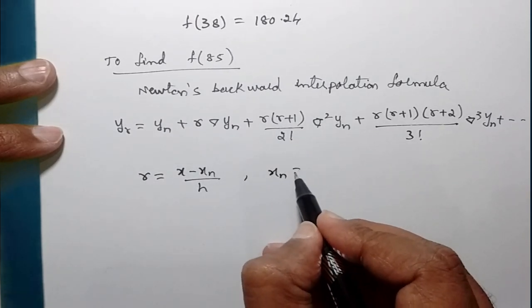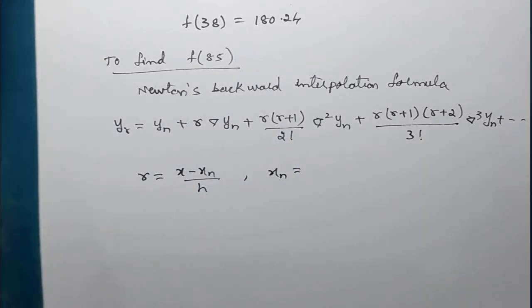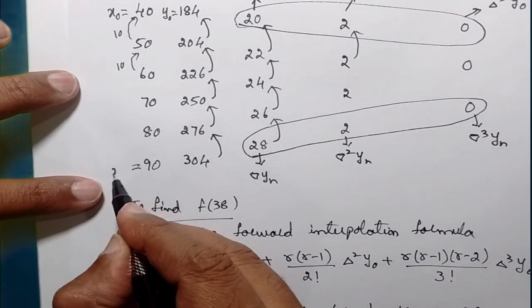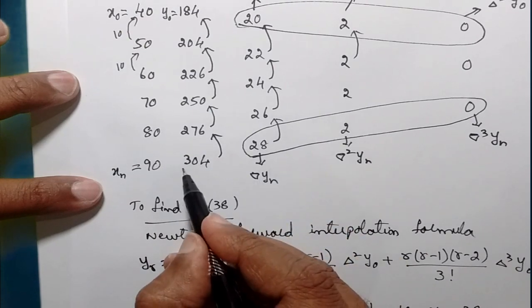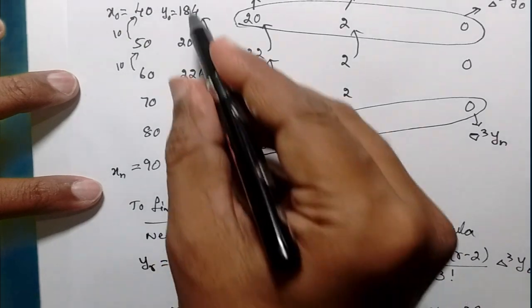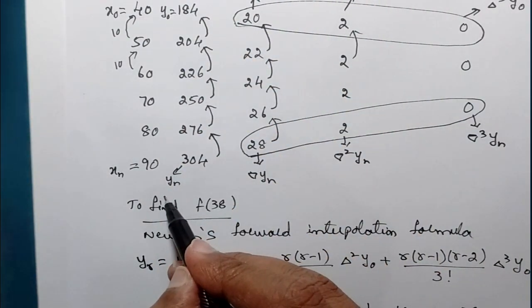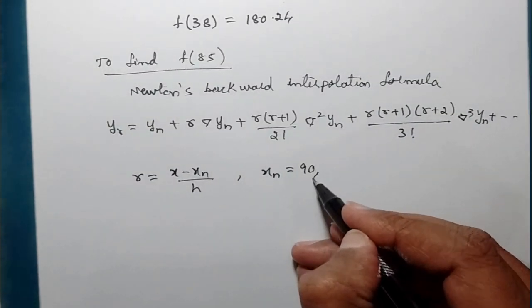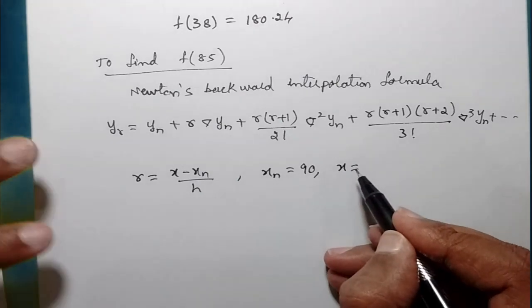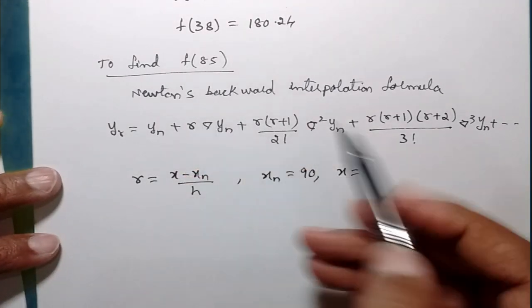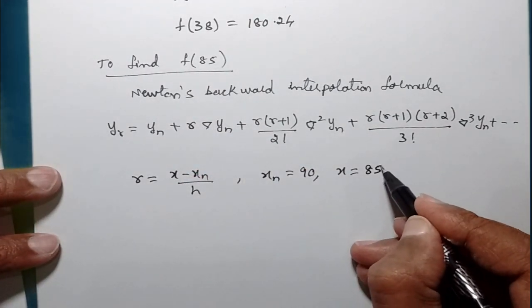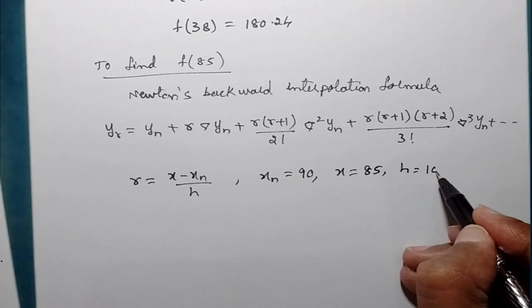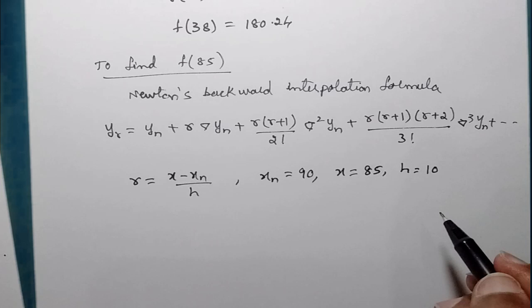So xn corresponds to the final value in the table. Try to check the final value in the table over here. This will represent your final value xn, and this corresponds to your yn value. I want the xn value. Xn value is 90. What is the value of x? At what point do we have to calculate? At 85. So x value will be 85. H value is already calculated, h is 10.